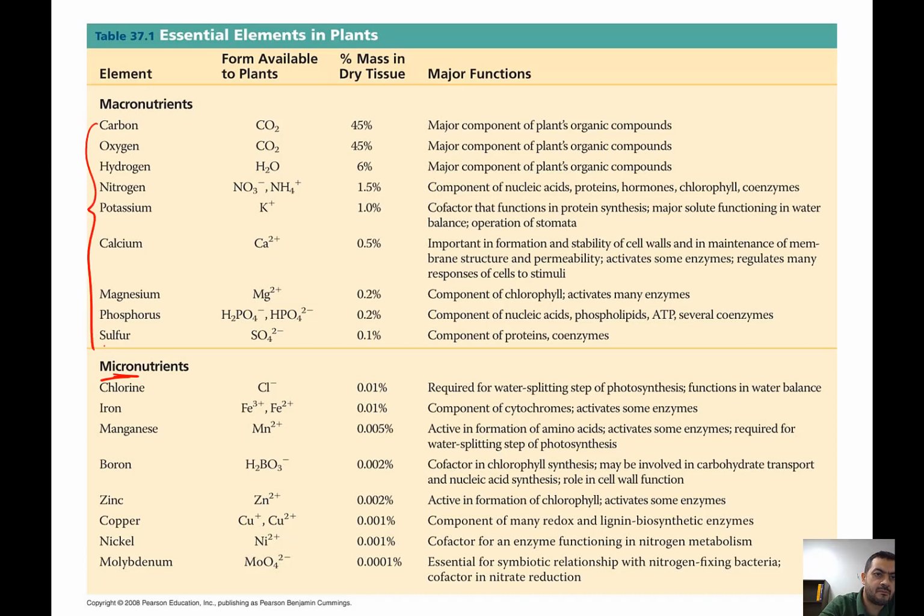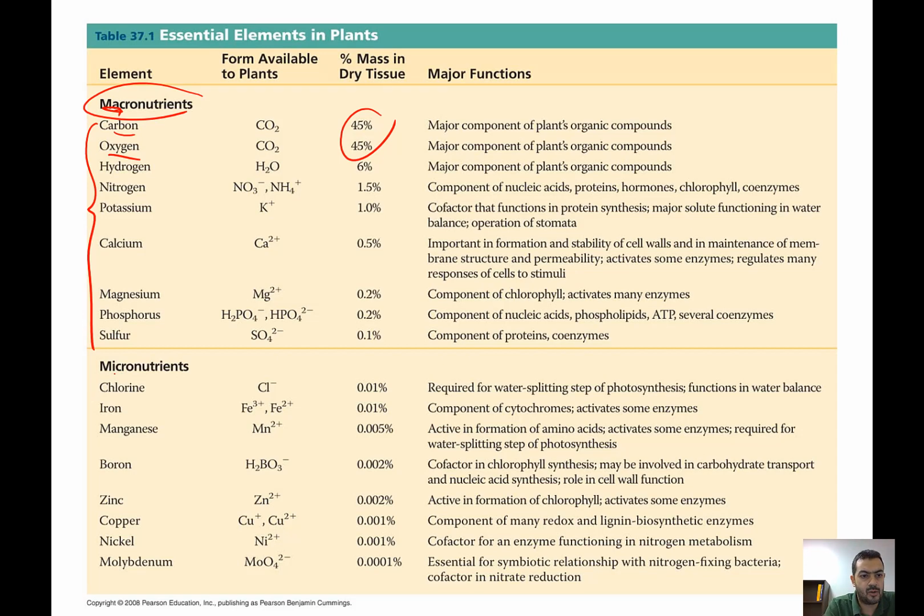9 macronutrients. If we start with the first two macronutrients, carbon and oxygen, you will see that collectively they represent roughly 90% of the mass of the dry tissue of the plant. So again, that highlights the need of these nutrients in large amounts. Because of that, they are macronutrients.